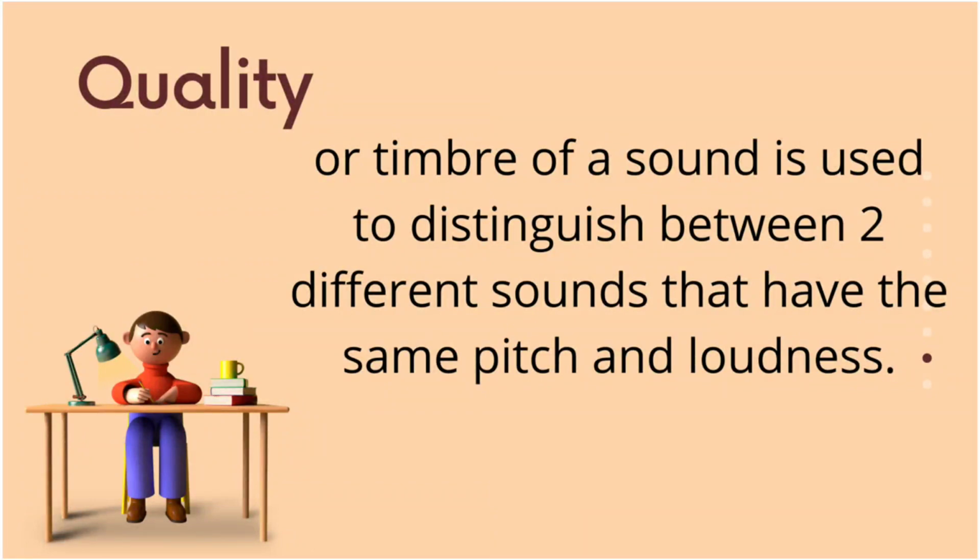The third and the last characteristic of sound is quality. A note played in a violin does not sound like the same note played in a trumpet. This is because these musical instruments produce sounds of different quality or timbre. The quality or timbre of a sound is used to distinguish between two different sounds that have the same pitch and loudness. The tone quality of a sound depends on the waveform of the sound wave. We usually perceive different tone qualities if two sounds have different waveforms.